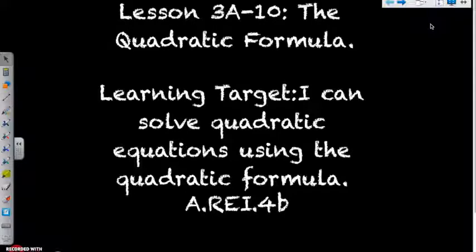Hello, welcome to our last lesson in Unit 3A. This is going to be Lesson 3A-10, the quadratic formula. Our learning target is that I can solve quadratic equations using the quadratic formula.